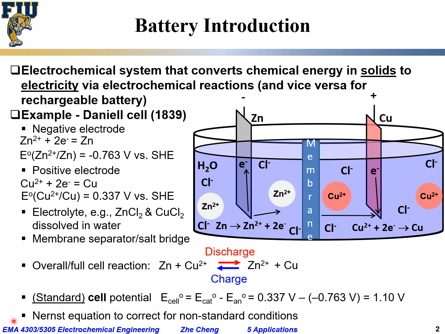Okay, you may ask what happens if the concentrations for the ionic species are not at standard activity. Then we will use the Nernst equation to correct for non-standard conditions. That's what we learned before. Okay, and we just quickly refresh our mind when we do this battery introduction. This can be a simple battery. It has some basic components: negative electrode, positive electrode, and electrolyte. Of course, you may have a membrane, you may have a container, and other things. We'll talk about this in a moment.